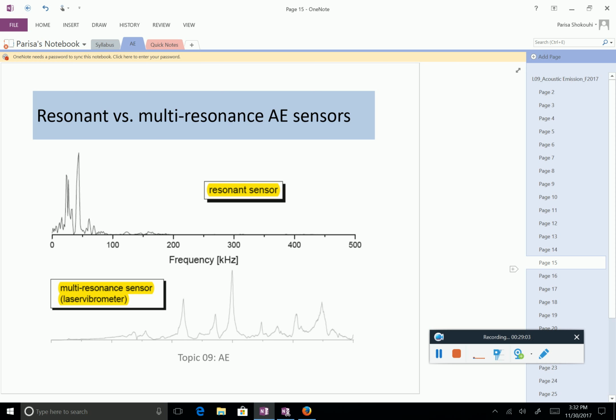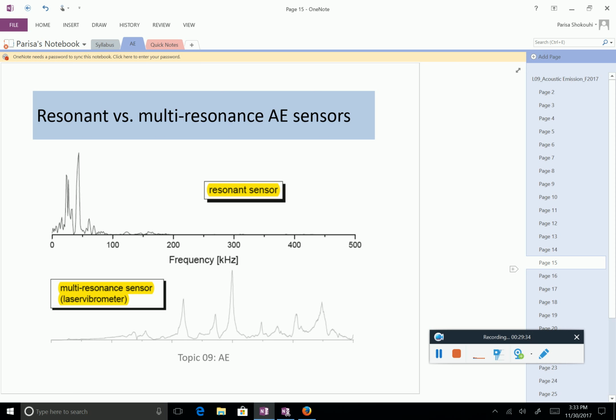And just to make sure that you remember some of these concepts, some of the sensors that we looked at that are more like a resonance sensor, these are not very suitable for acoustic emission because, as you can see, the range of sensitivity is small. What is better is this multi-resonance sensor. That would mean also that if you use a resonance sensor within this range of frequencies, of course you are going to be more sensitive. So you see smaller events better.